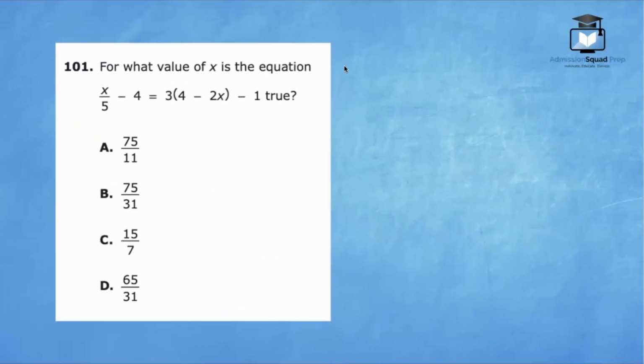Number 101. For what value of x is the equation x divided by 5 minus 4 equals 3 times (4 minus 2x) minus 1 true? Let's solve for the unknown variable. We have x divided by 5 minus 4 equals 3 times (4 minus 2x) minus 1.